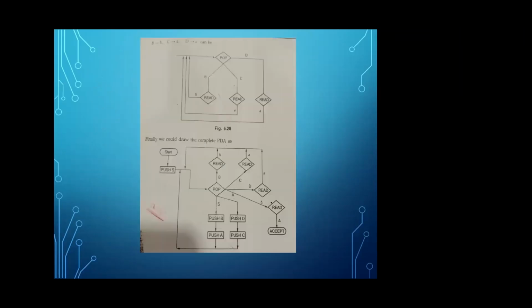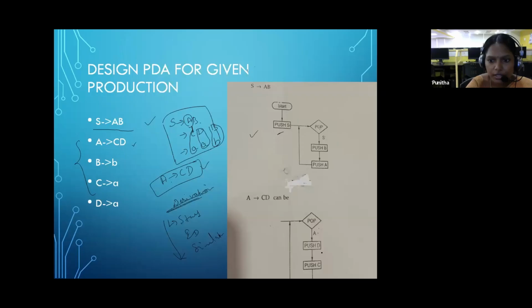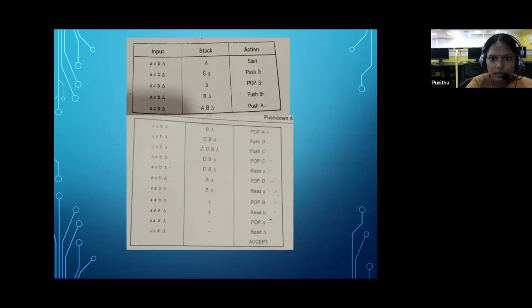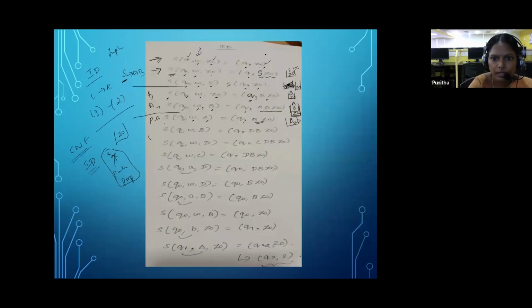Push. Yes, push D, push C. Right. First I need to do the push operation of D. So I'm writing push operation D. I'm writing the same state, the same set of inputs, and B should be the top element of the stack. Yes, B is the top element of the stack. On this side there is no resultant state, so I'm writing the same.